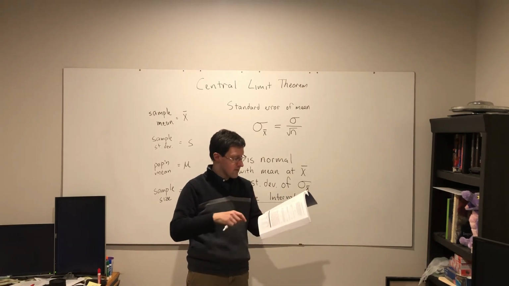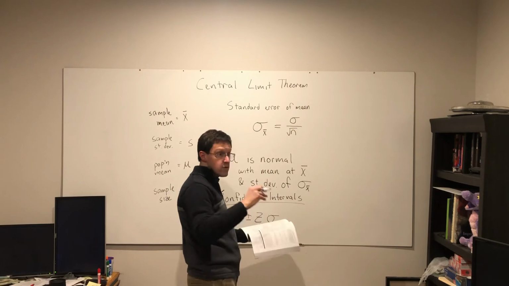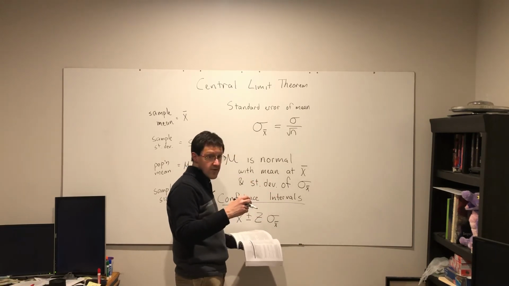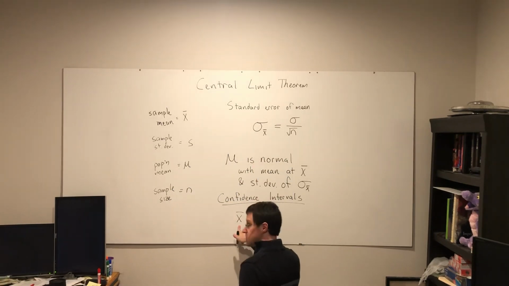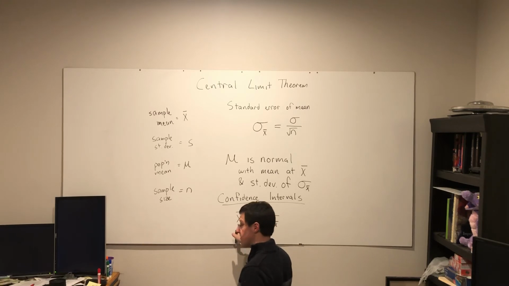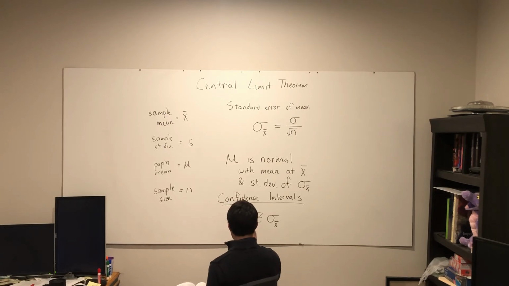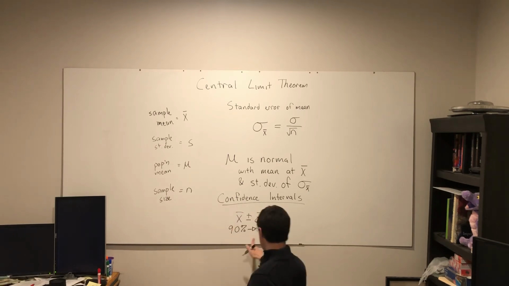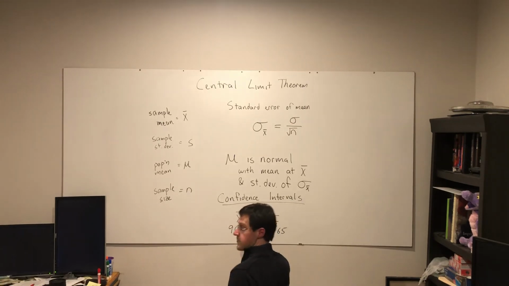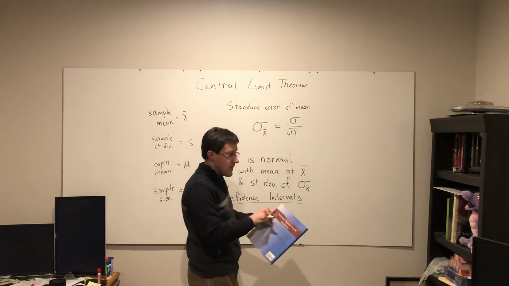I'll work with the example here. If you have a z of, if you want to know, there's a 90% chance of the range of this interval. Z is going to be 1.65 for a 95% or 90% confidence interval.